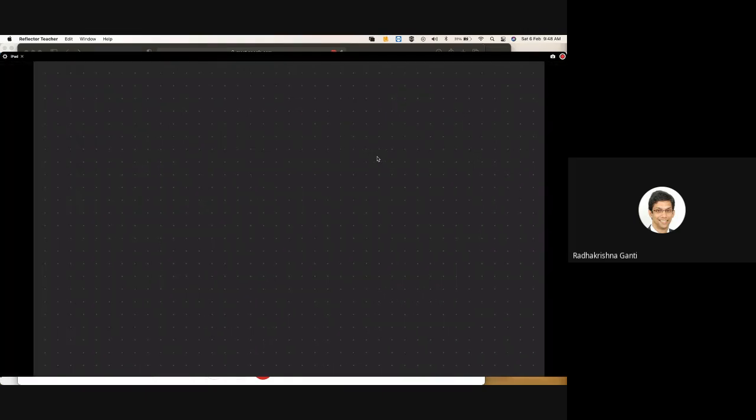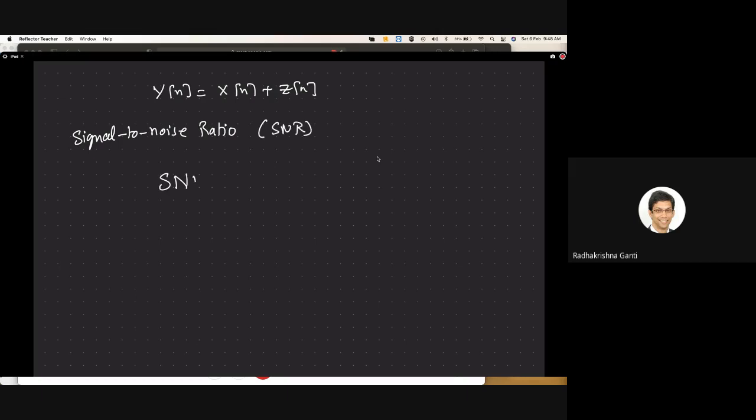Okay. So let me just write the model again, so that we always have this. Y of n is equal to x of n plus z of n. Okay. So I'm going to define my signal to noise ratio, also called SNR, as signal power by noise power.